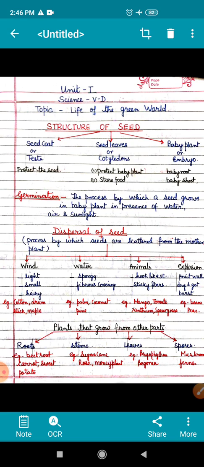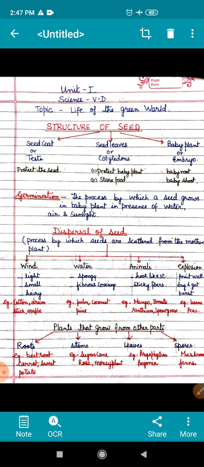Now let us see the plants that grow from other parts. Children, plants like beetroot, carrot, sweet potato, they grow from their roots. Okay. Now plants like sugarcane, rose and money plant, they grow by their stem cutting, and some underground stems like ginger and potato have bud-like structures on their surface by which they grow into a new plant.